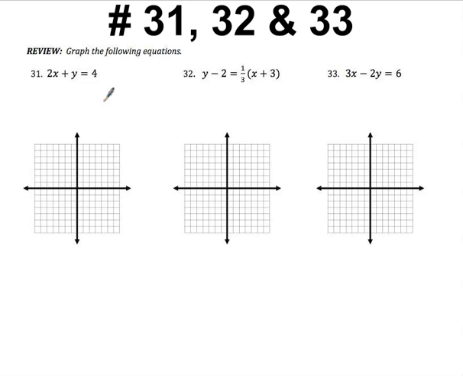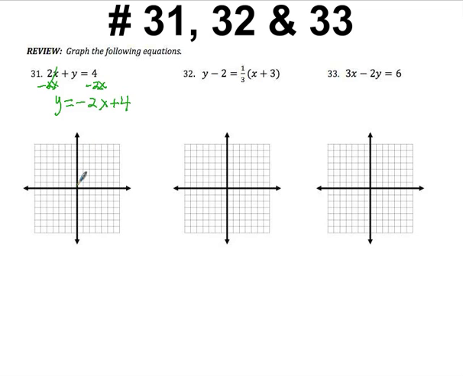And then on the last one, this is actually a review. It asks you to graph the following equations. So the first one, I could do the x and y intercepts. I think a lot of you have forgotten how to do that though. So I'm going to move it into slope-intercept form because that's easy to graph from. I'm going to subtract my x term because this is in standard form. You should recognize that. And so I get y equals negative 2x plus 4.